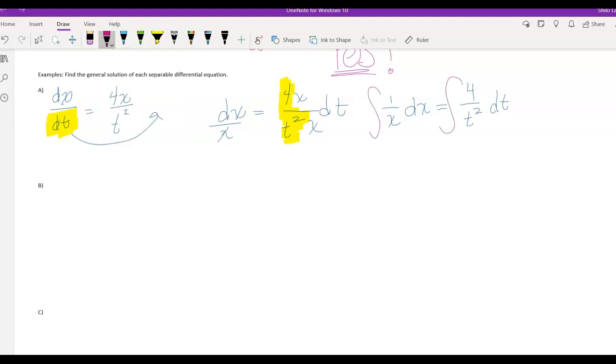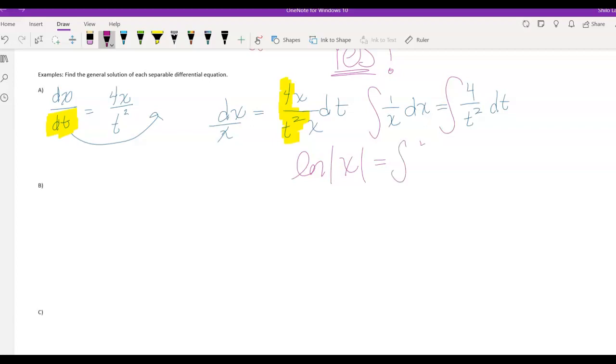The antiderivative of 1 over x with respect to x is natural log of absolute value of x. And we don't need to write our plus c arbitrary constant because we're doing two indefinite integrals and they could both have arbitrary constants. We're just going to pretend like we've combined them together onto the side with the independent variable. So no arbitrary constant here on the dependent variable side.